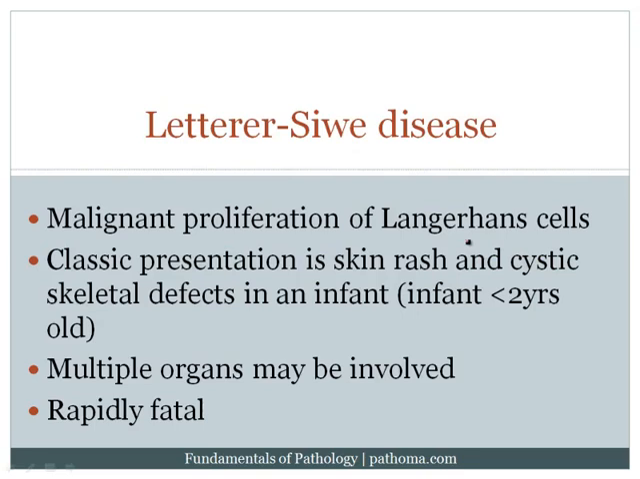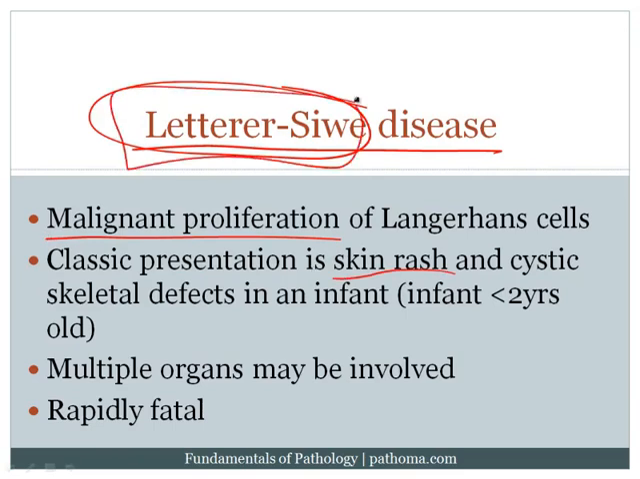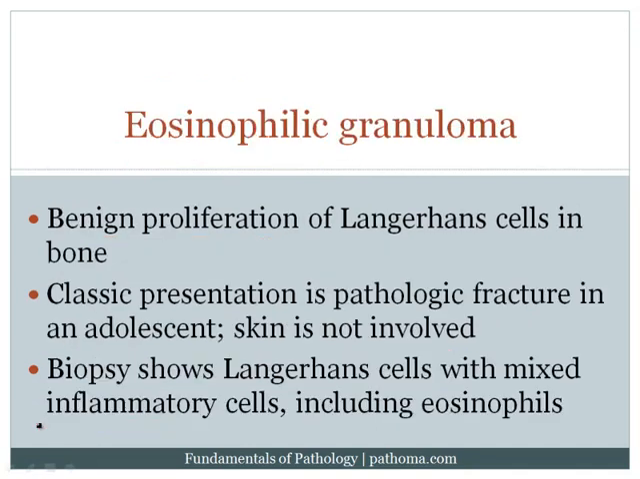For example, the first of these is Letterer-Siwe disease. Again, two people's names in the disease, and so it's malignant. And if it's malignant, you're classically going to see a skin rash. And because it's 2 people's names, it'll be in infants less than 2 years of age. So let's read together. Classic presentation is skin rash and cystic skeletal defects in an infant. Multiple organs may be involved, and this is rapidly fatal.